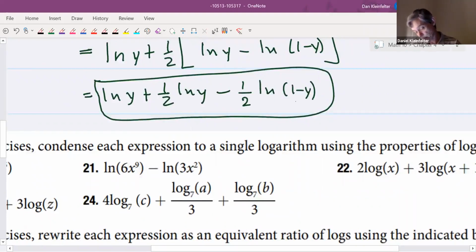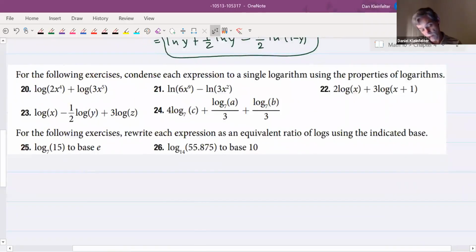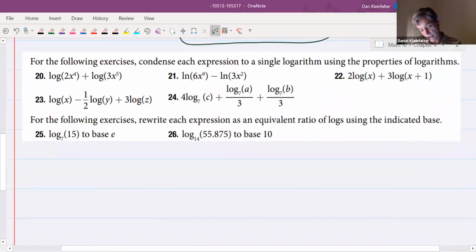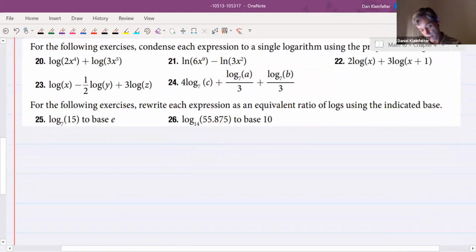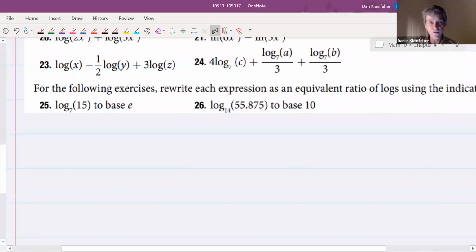Okay. So again, we were expanding. So this is once again going the other direction. We already did that a lot though, so let's skip it. So here, this is for the following exercises, rewrite each expression as an equivalent ratio of logs using the indicated base. So that's basically saying use the change of base formula to figure it out.